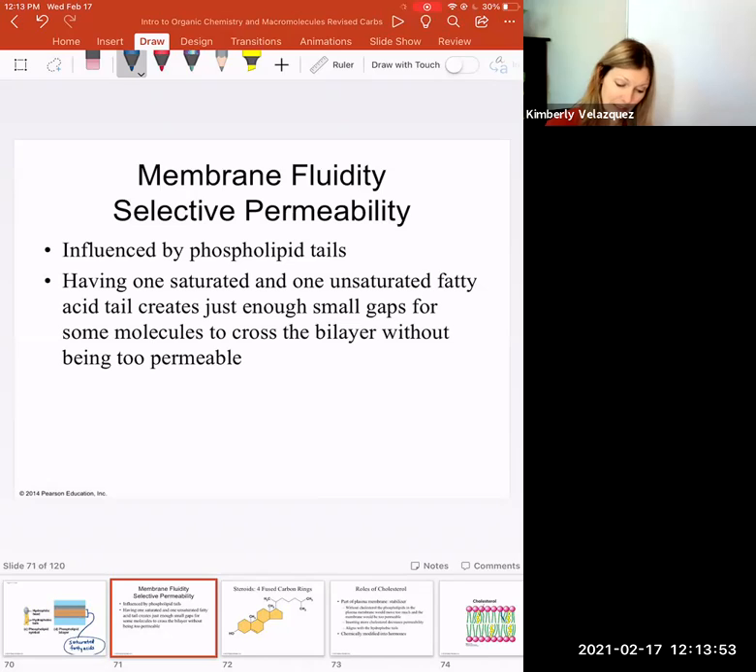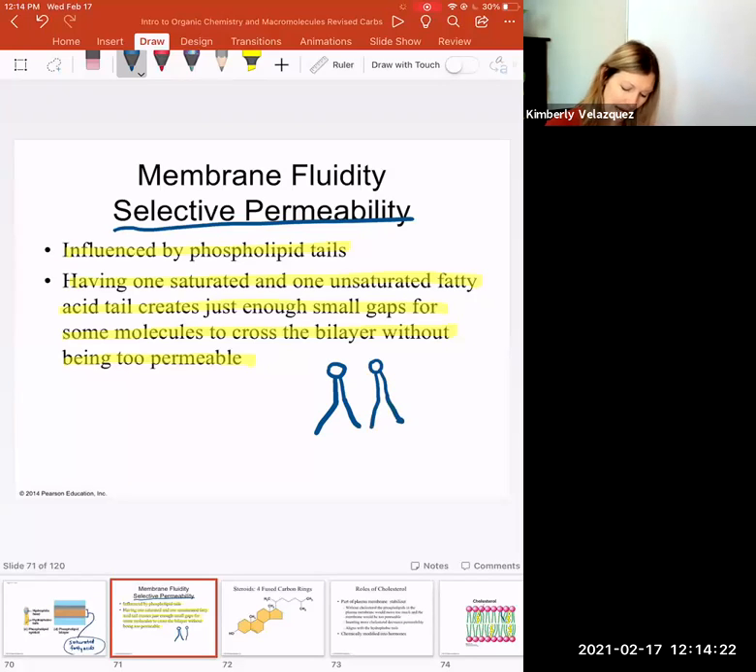So membrane fluidity and selective permeability is influenced by the phospholipids. Having one saturated and one unsaturated fatty acid tail creates just enough small gaps for some molecules to cross the bilayer without it being too permeable. What that's saying is imagine that they were all bent. Now you're going to have too many gaps because they can't pack in next to each other. You want to have some of them close to each other. So really having a combination of the two is really ideal.